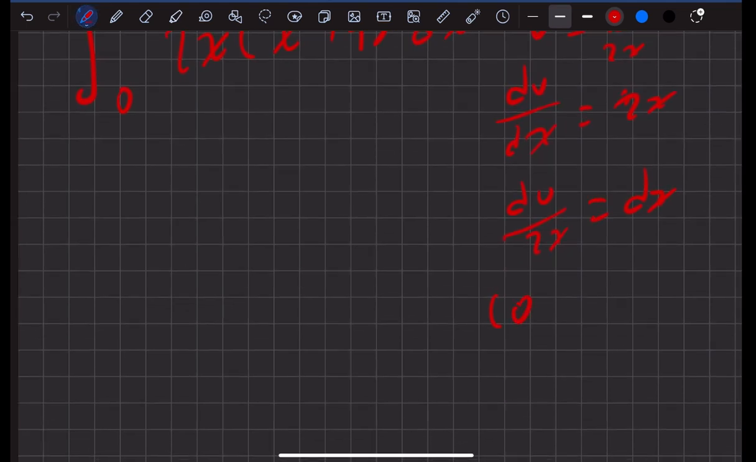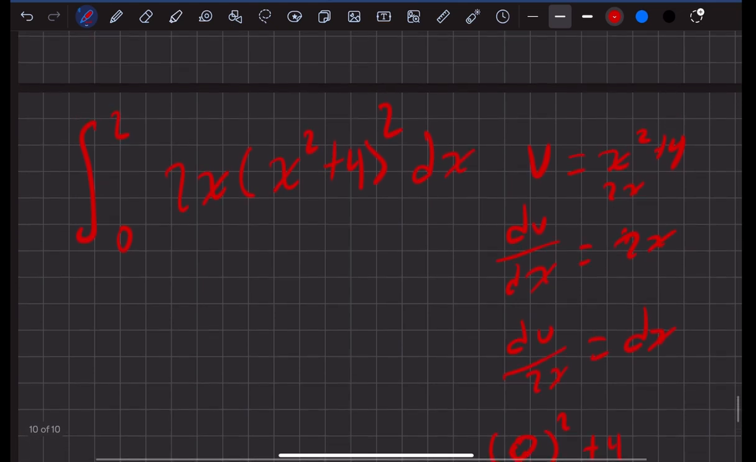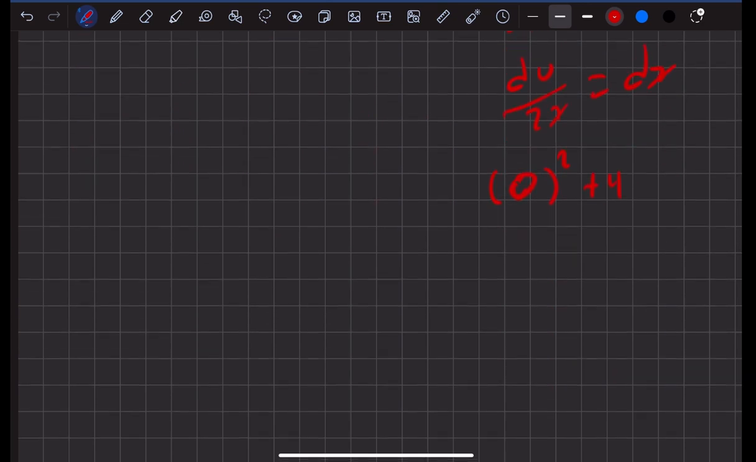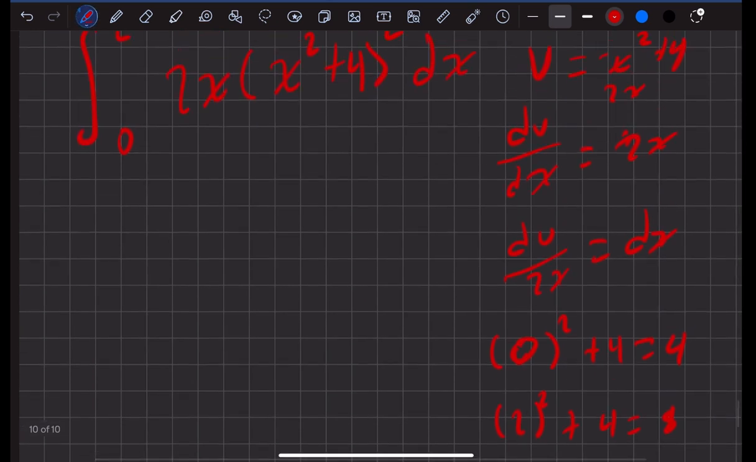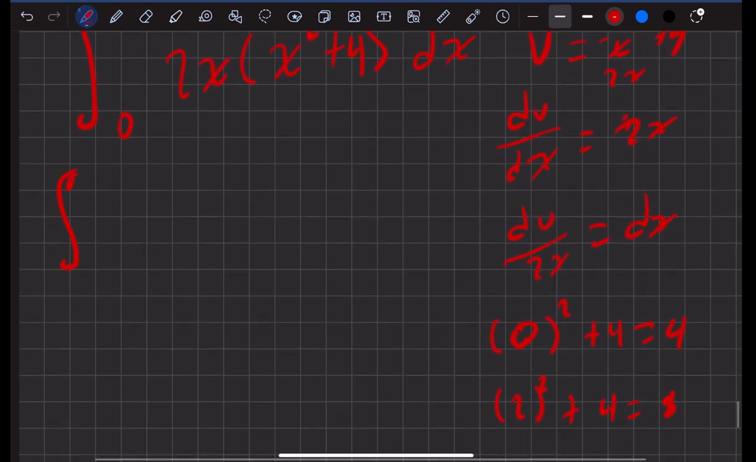So 0 squared plus 4, because we're putting in 2 and 0 into our x here. And that's going to equal 4. And we'll do the same for 2. So 2 squared plus 4 equals 8. So now we're going to be integrating from 4 to 8. So our equation's going to look like this. Integral from 4 to 8, and then start with 2x.